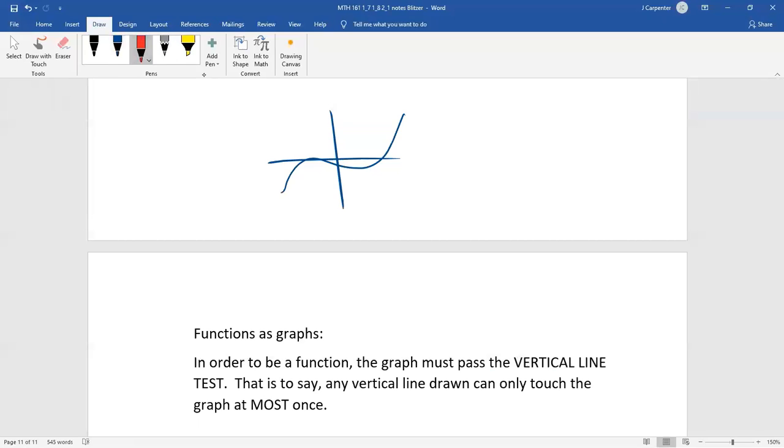We usually do these with dotted lines. Here's a vertical line that touches the graph once. Here's a vertical line that touches the graph once. Here's a vertical line that touches the graph once. You're supposed to be able to do this, in theory, literally everywhere, millions and millions of times, but each time you do it, it only touches the graph once. That particular example would be a function.